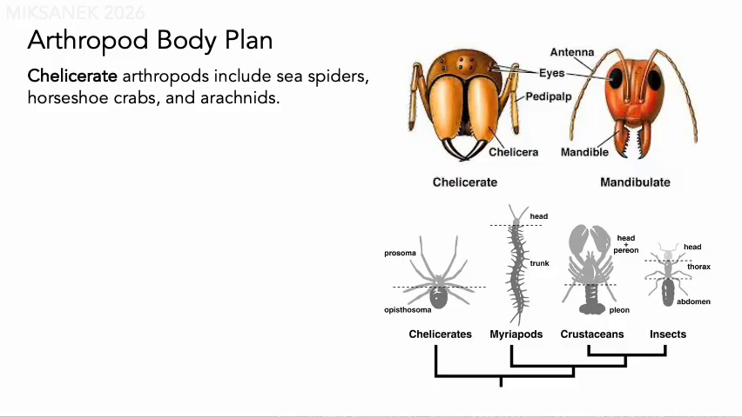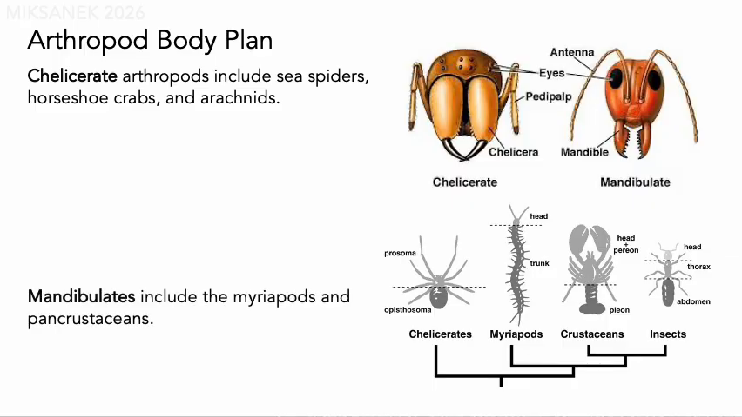The other branch, which we do see split into three in this phylogenetic tree, are the mandibulates. So mandibulates include the myriapods, so centipedes and millipedes, as well as what we call pancrustacea, which is the crustaceans and the hexapods, including insecta, the insects.